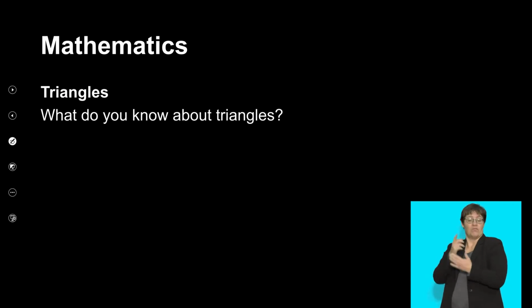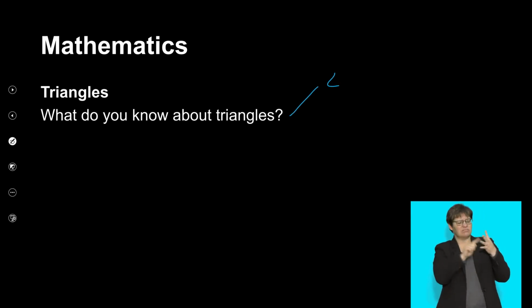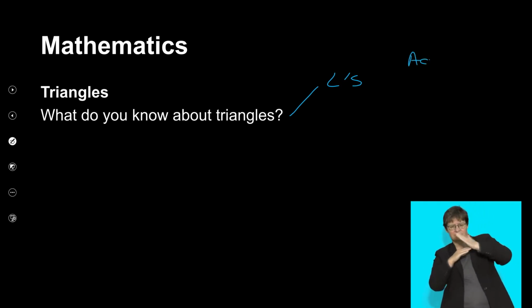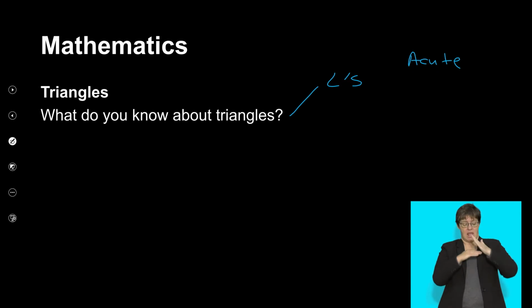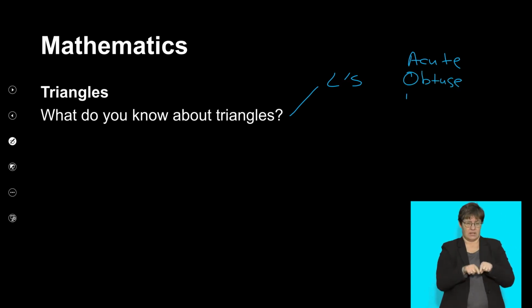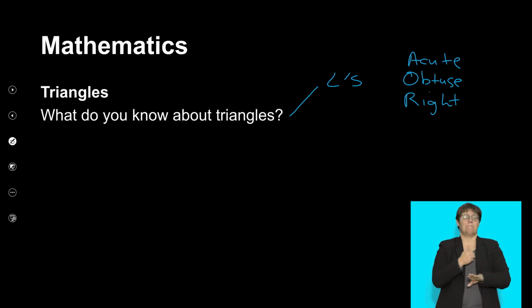Now, what do you know about triangles? That's what I want you guys to think about, right? We know we have types of triangles based on their angles, meaning your acute angled triangle, your obtuse angled triangle, your right angled triangle. That is classifying the triangles based on the angles, right?